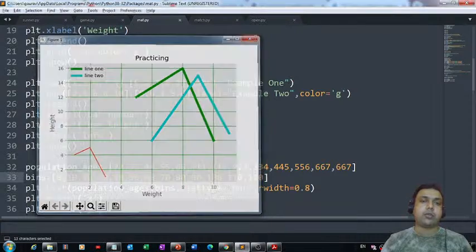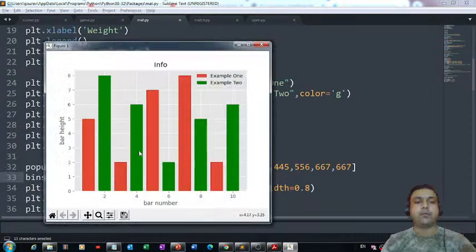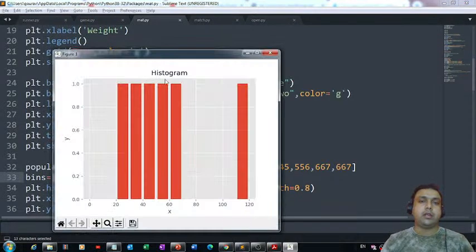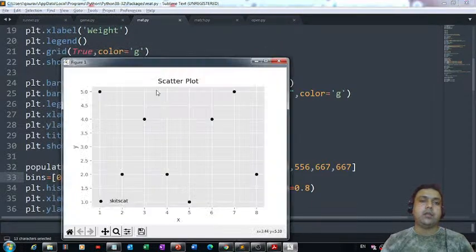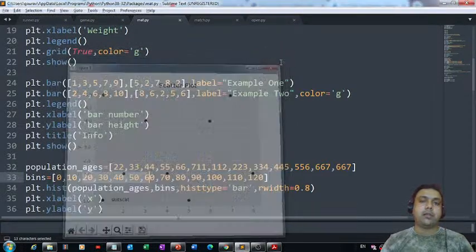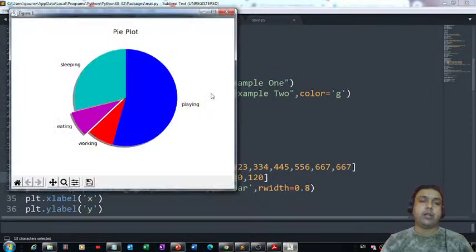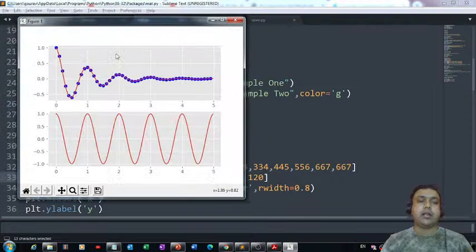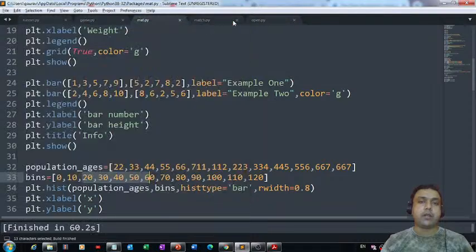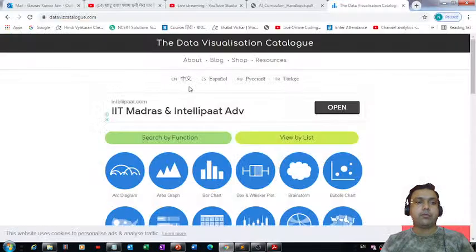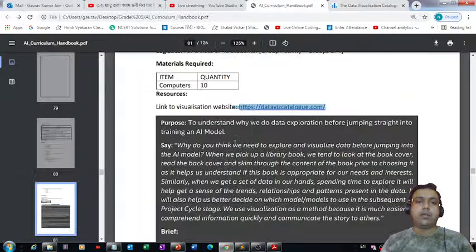If I hit this cross button, this is another graph. This is known as a bar graph. Then we have histograms, with the help of which we can again visualize the data. We have this scatter plot, right? Then we have this area plot with the help of which we can visualize the data in the form of graphs. We have a pie chart, right? Likewise, if you want to have sine and cos waves for visualizing your data, you can create these kinds of graphs also. Fine. So it's very easy, right?